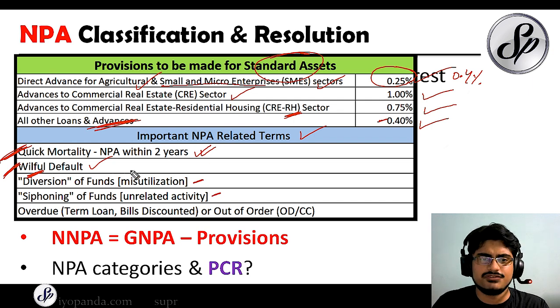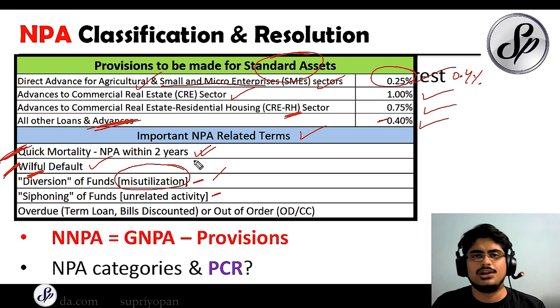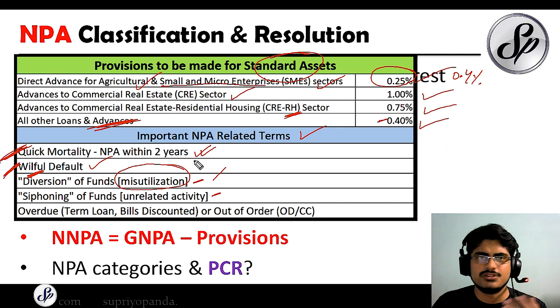Diversion of funds means that you are misutilizing your funds. For example, you take a loan for buying a house, and then you are not using the loan for that exact purpose, but you are maybe putting it into your business or something like that.